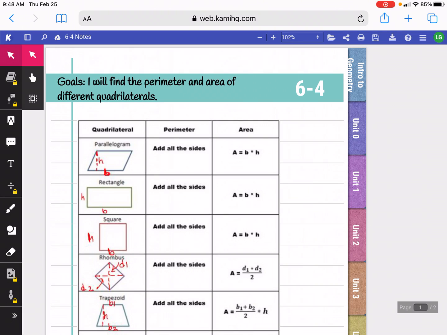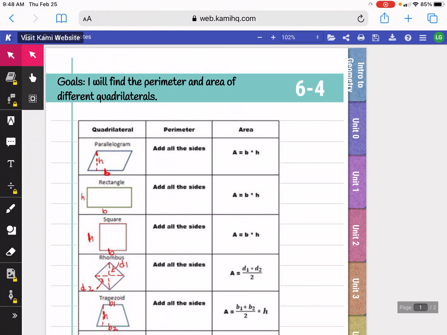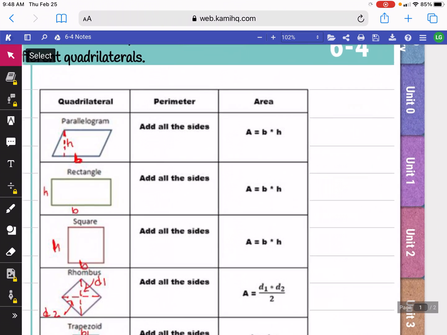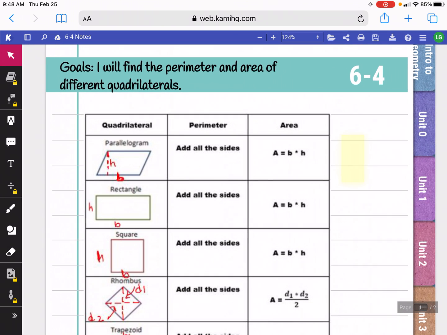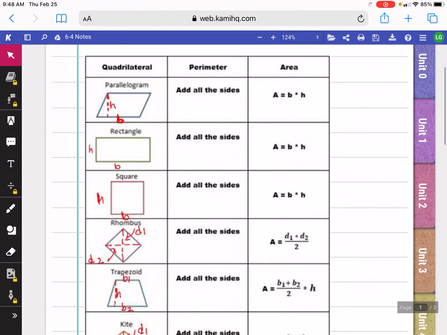In Unit 6.4, we're going to be finding the area of different quadrilaterals that we've learned about in the whole unit. So we started by learning about the parallelograms. When you're doing parallelograms, to find the area, it's super simple. You just do base times height. The height has to be the perpendicular line that goes from the top to the bottom bases. For rectangle and square area, just base times height.